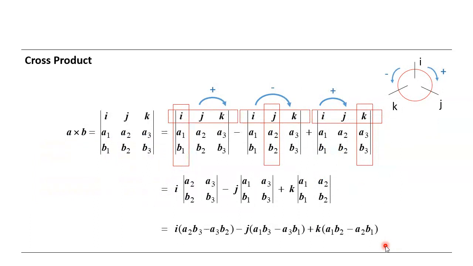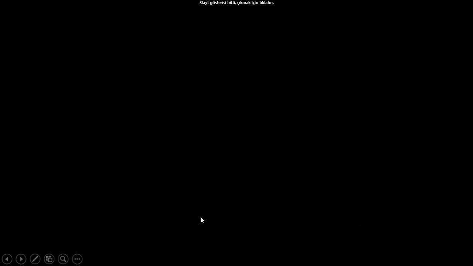So the cross product is also an example here for two 3D vectors, and these are the results of the cross product. Okay, thank you for today.